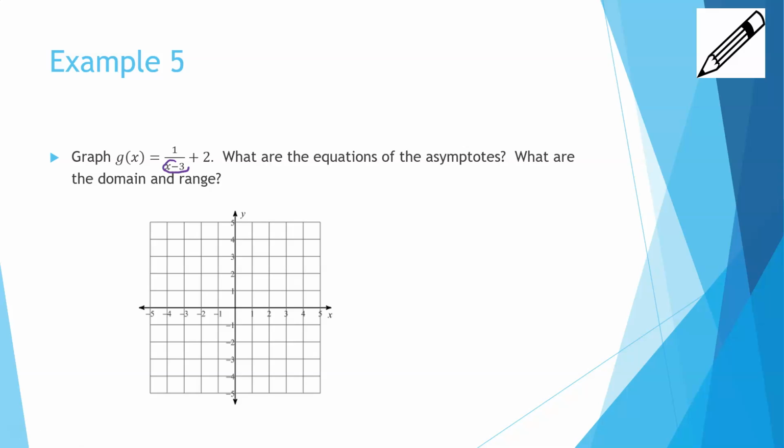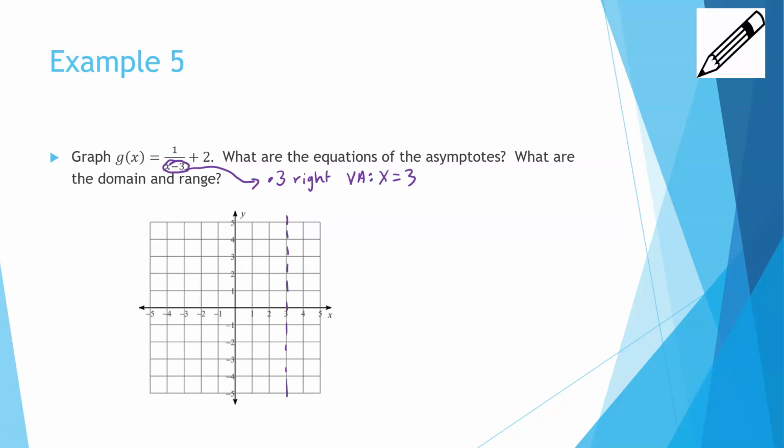I'm going to look first at the x minus 3. And I'm going to say that's grouped with the x, so it's going to move it left or right, opposite of what you think. So the minus 3 is actually going to move it 3 to the right, which means it's going to take that vertical asymptote that was at 0 and move it 3 to the right, so it's actually going to be at x equals 3.